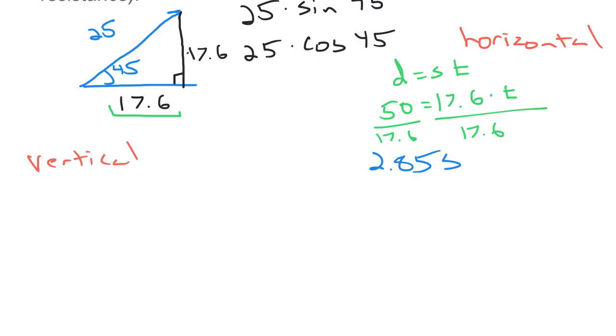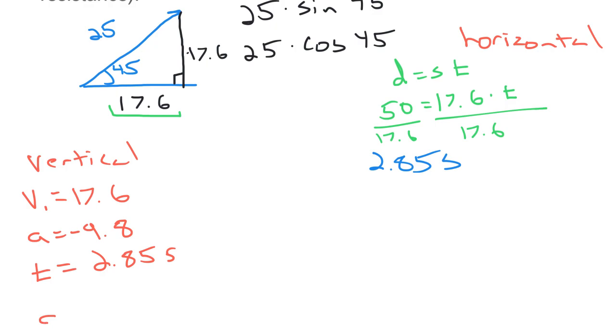Now let's focus on that vertical movement. So vertically, we start with an initial velocity of 17.6, an acceleration of negative 9.8. We know that we are going to be in the air for 2.85 seconds. We just don't know what our vertical distance will be. So I'm looking for the equation that doesn't have final velocity, and that is distance equals v initial times time plus 1/2 a t squared.